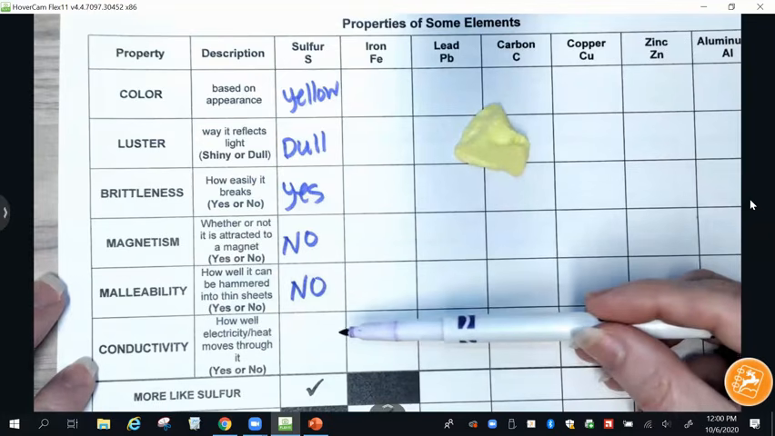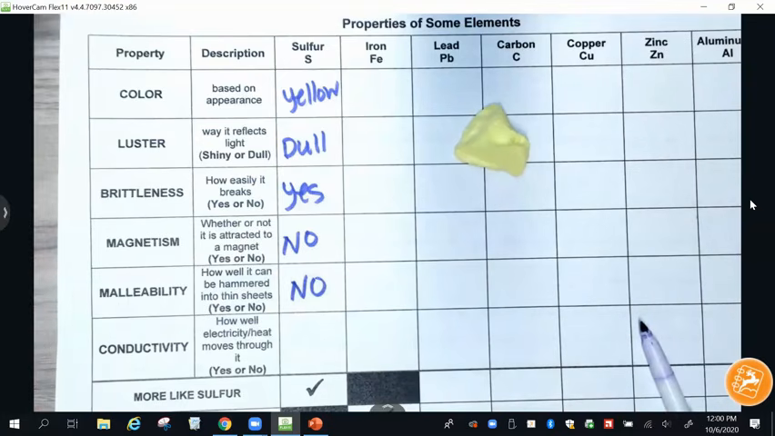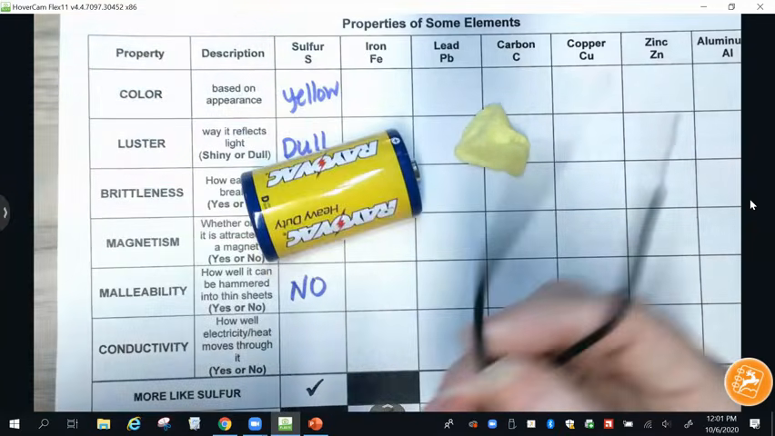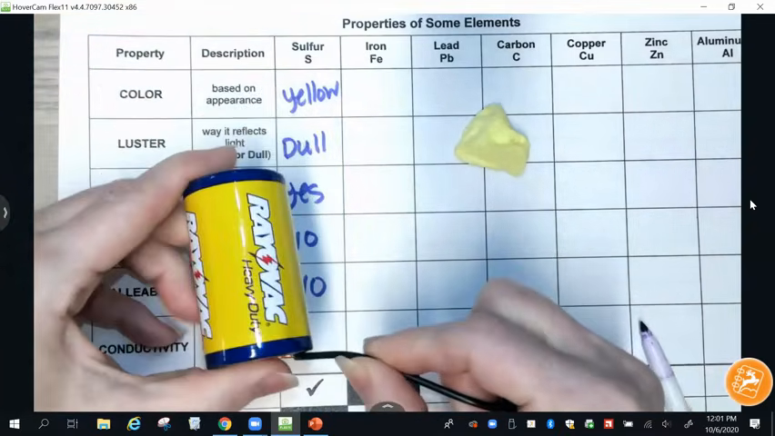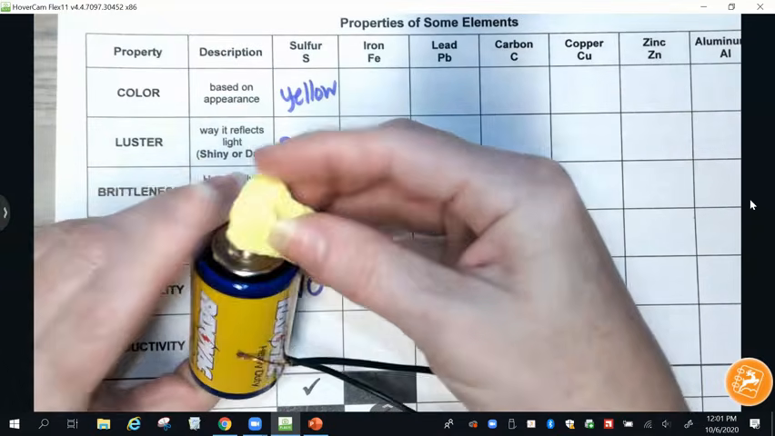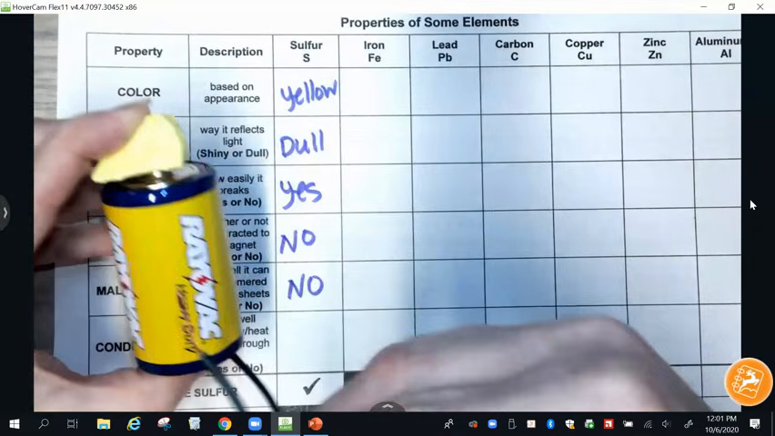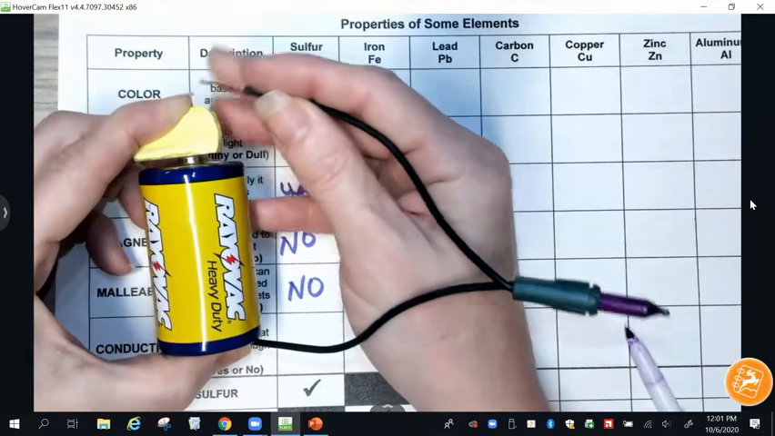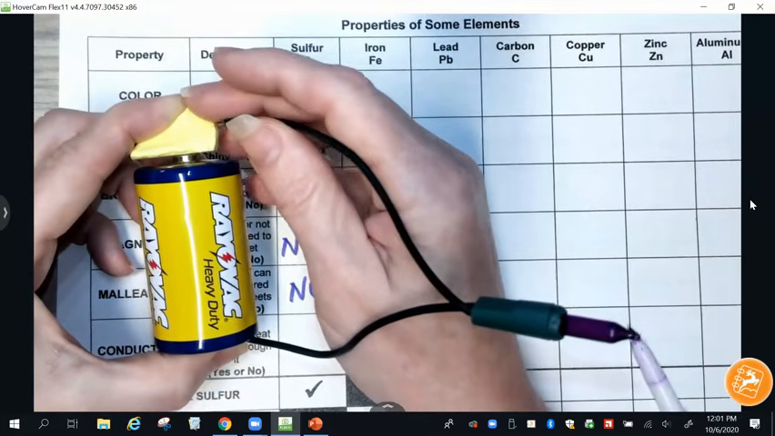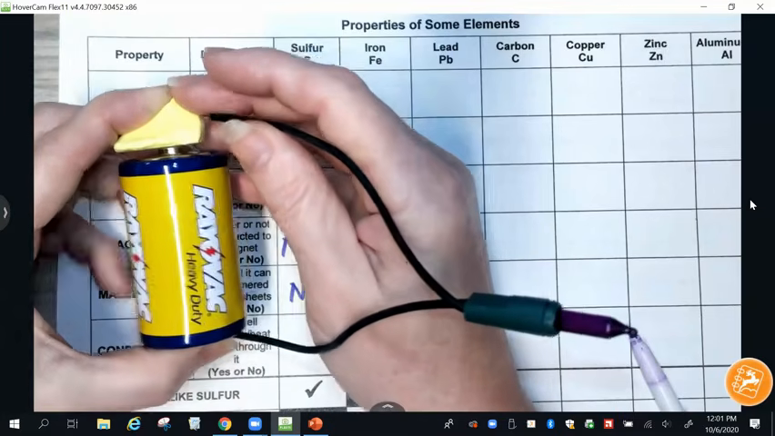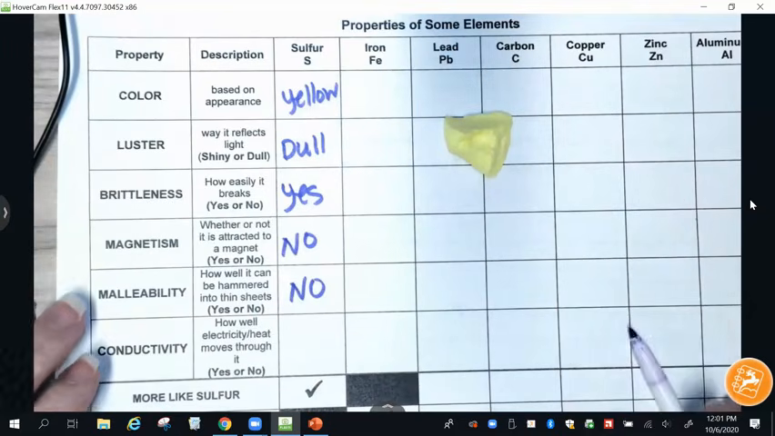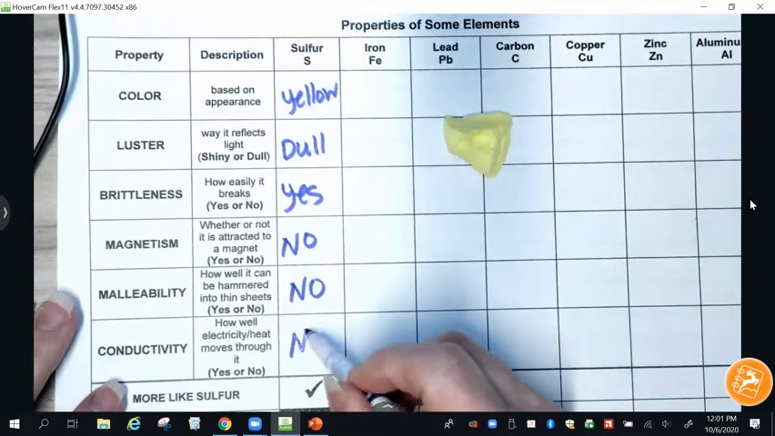Okay, conductivity. Conductivity is using the battery. So let's get this and we're going to look for that light bulb to see if it's going to light up. Okay, you ready? Look at the light bulb. Oh, try it again. Hang on. Try it again. Anything? No, it did not light up. So for the sulfur conductivity, we're going to say no.